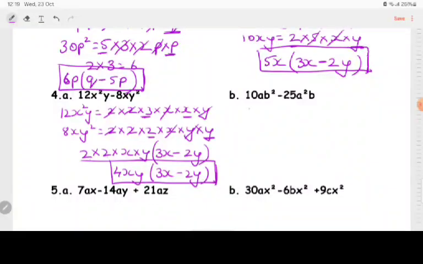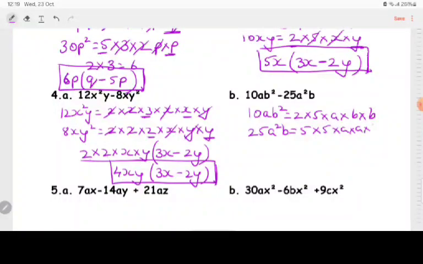Let's move to the next one. 10AB square is equal to 2 into 5 into A into B into B. 25A square B is equal to 5 into 5 into A into B. So this 5 and this 5 common. We have 1A common. We have 1B in common. What we are left with is 2B, and we are left with 5A. The minus sign.